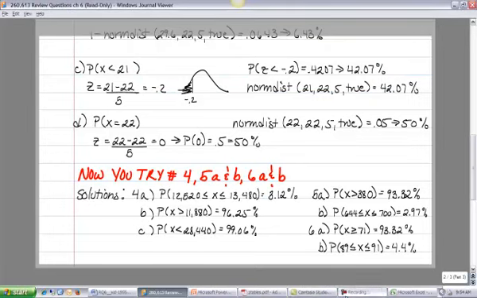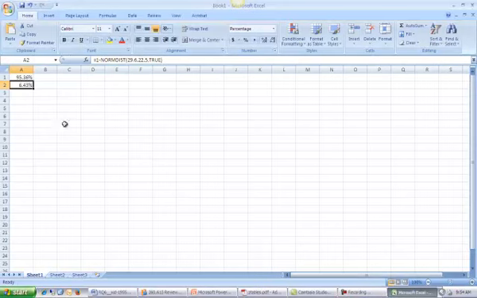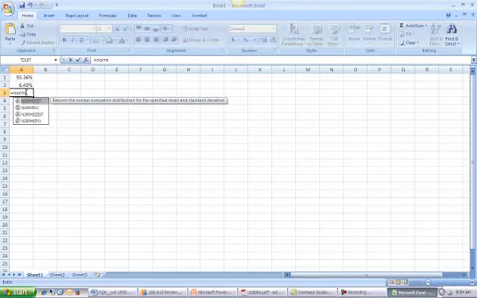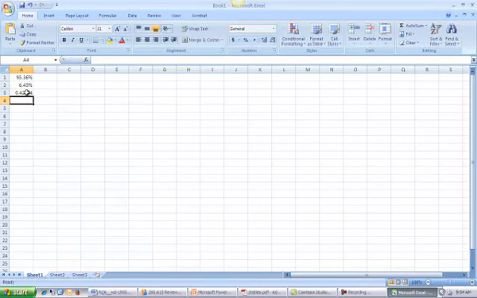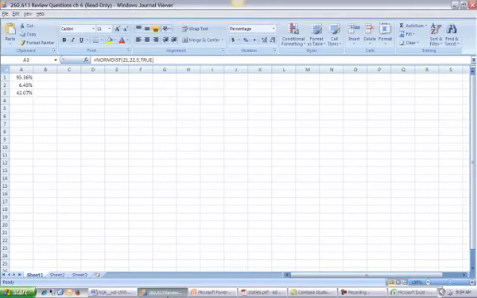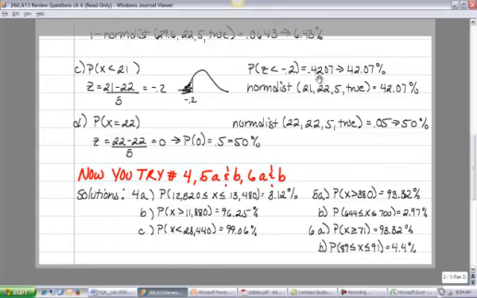I can do the same thing in Excel, and now Excel is automatically set up to do the less than. So norm dist, 21, 22, 5, true. Okay, and 42.074. Let's convert that into a percent. So 42.074%. So my same value that I'm seeing here.